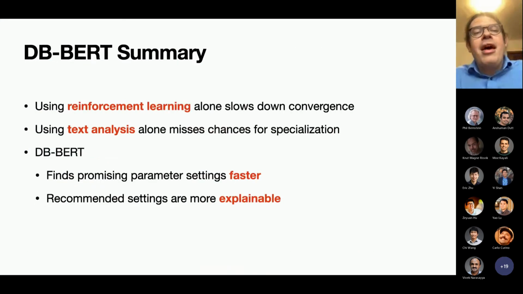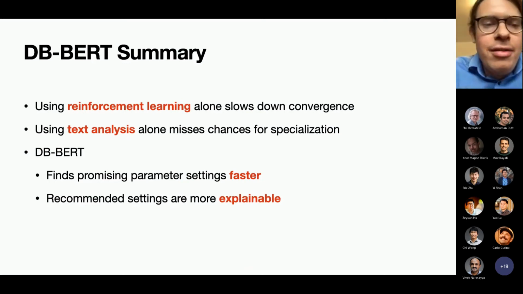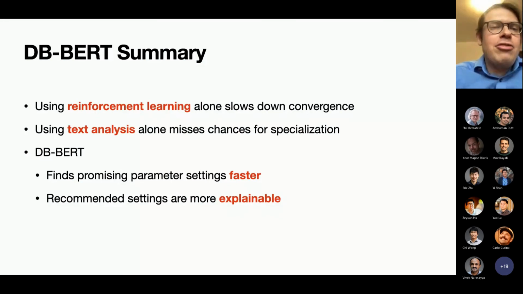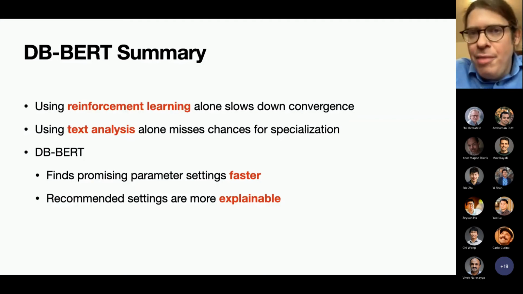So in summary, DB-BERT uses text analysis in order to extract tuning hints that form starting points for automated parameter tuning. Compared to pure reinforcement learning, it has a better starting point. Compared to pure text analysis, it has better abilities to adapt to the current workload. And because of that, it tends to find promising parameter settings faster than those baselines.